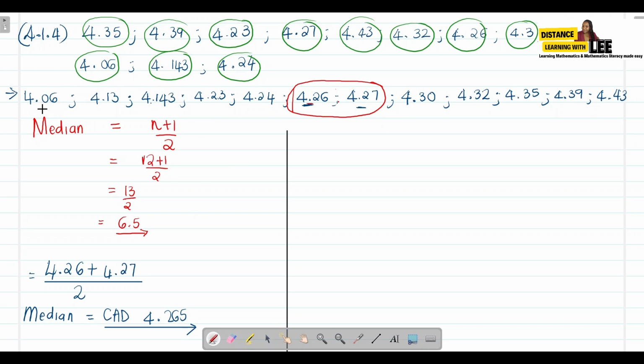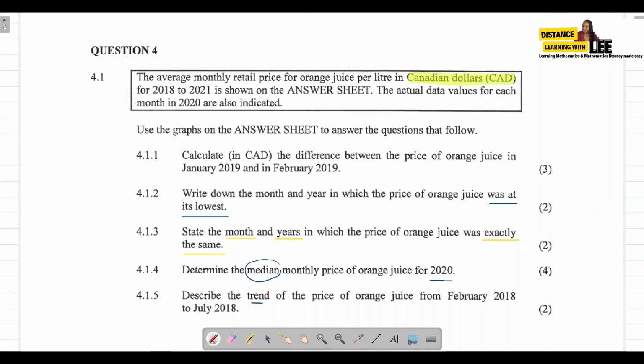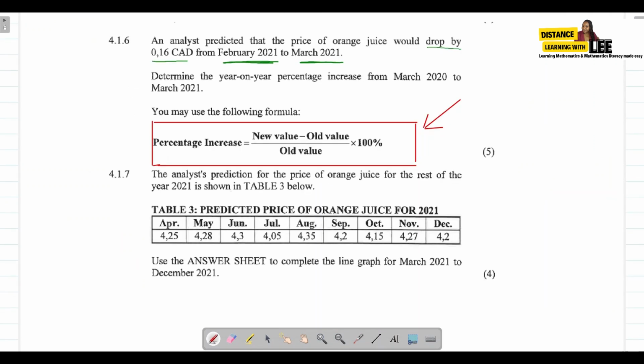Alternatively, I did also mention that you could basically count how many values are on the left and the values on the right, and you should have the same amount of values, right? So if you can see here, I've got 1, 2, 3, 4, 5, and here we also have 1, 2, 3, 4, 5, right? So our middle values here are 4.26 and 4.27. So you just add them up together and you divide by 2, and that helped us to get our median.